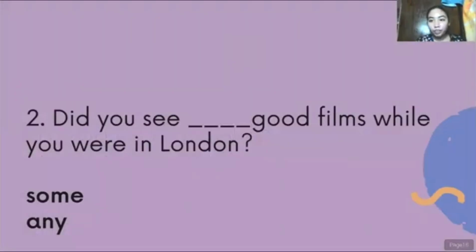For number 2, can you see it? Can you read it and answer?